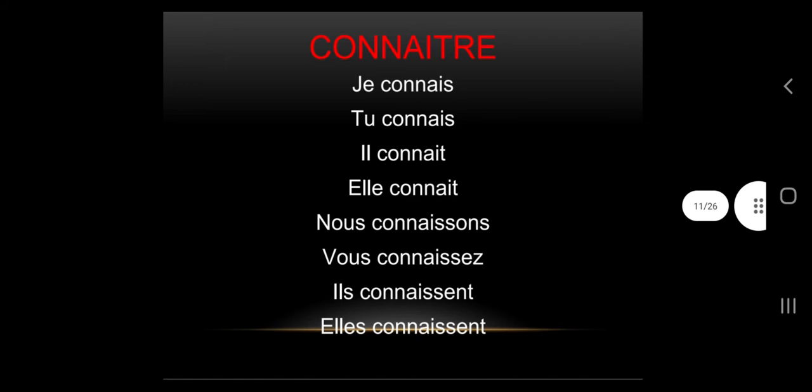And here we have the verb connaître, which is to know. Je connais, tu connais, il connaît, elle connaît, nous connaissons, vous connaissez, ils connaissent, elles connaissent. So voilà, the verb connaître.